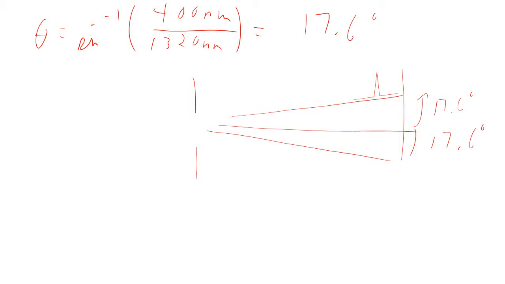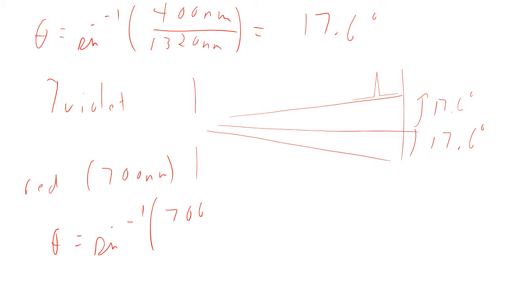What about for red light? So that was violet. What about for red? Red is 700 nanometers. So now we get a different result. So we get 700 nanometers divided by 1320 nanometers. So what does that give us? Now we plug that into the calculator, and that gives us 32 degrees.